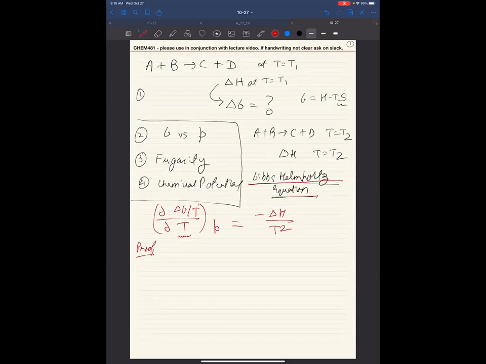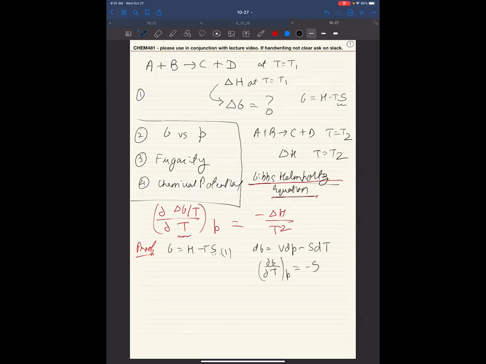So in order to get the proof, let's start with the formula for G, which is H minus TS. And one more thing we know about G is that dG is equal to VdP minus SdT, right? This was the fundamental equation for G. Just like we had the fundamental equation for U, this is the fundamental equation for G. So from this, we can see that partial G by partial T at constant P is equal to minus S.